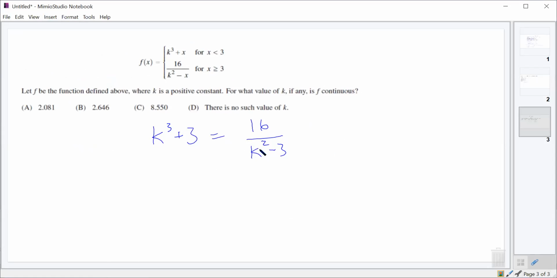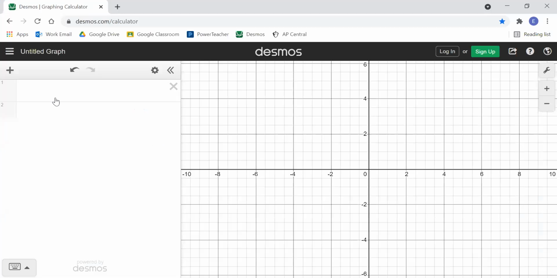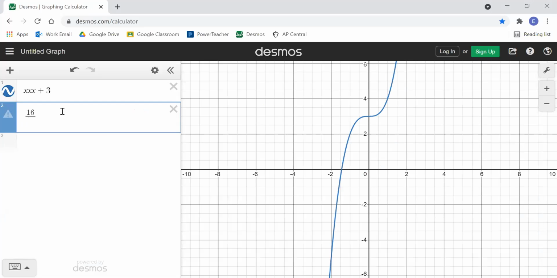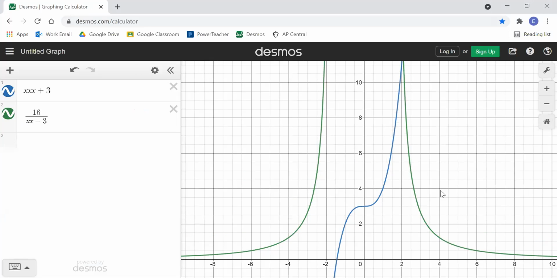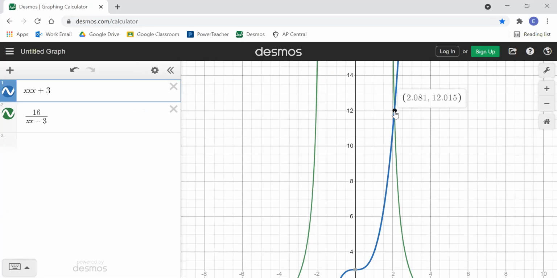So the only way to figure out when that is true, not the only way necessarily, but the easiest way to figure out when that is true is to graph both of those functions and see when they intersect. So one of them was, what was it, x cubed plus 3, or was it minus 3? Plus 3. And the other is 16 over x squared minus 3. And so then we just need to look for where they intersect with each other. It looks like they intersect with each other here at 2.081. And so that's the k value that makes that true.